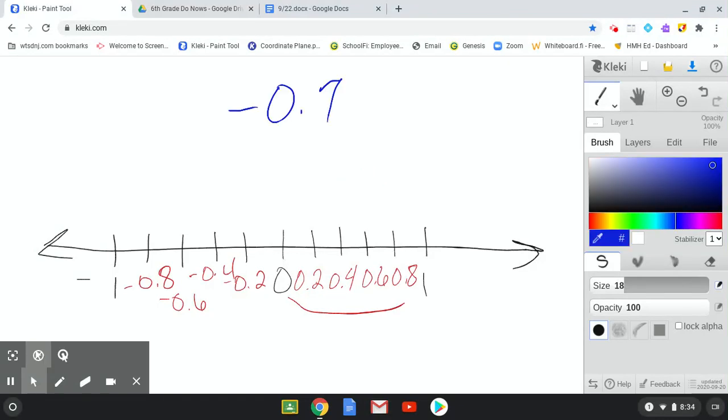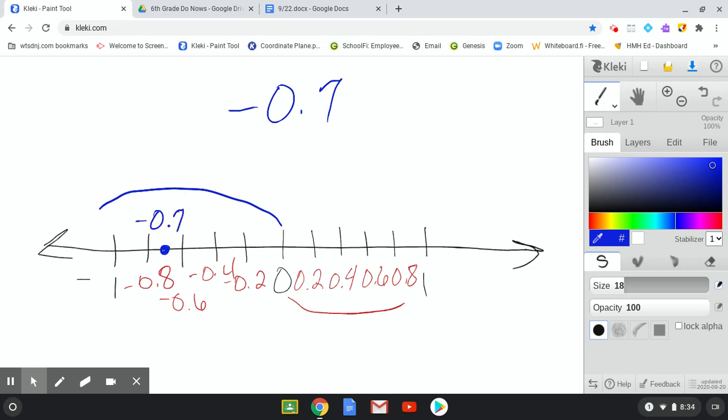Okay, now let's say you had to graph negative 0.7. Well, we know it's going to go on the left side of my 0 because that's the negative side of my number line. But if you notice, my tick marks, none of them are negative 0.7. Well, that's because it's going to come right in the middle, right in between negative 0.6 and negative 0.8. So I would plot this as negative 0.7, right in the middle.